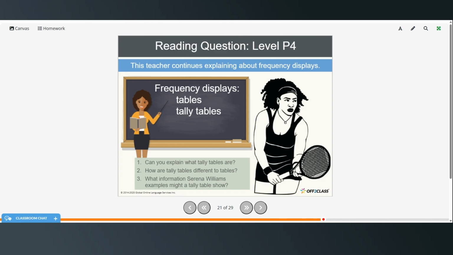So the teacher continues explaining about frequency displays. Can you explain what tally tables are? How are tally tables different to tables? And what Serena Williams information examples might a tally table show?